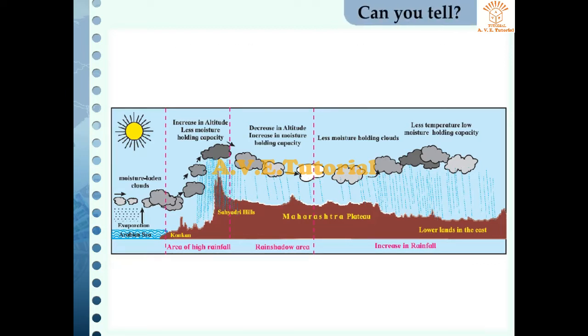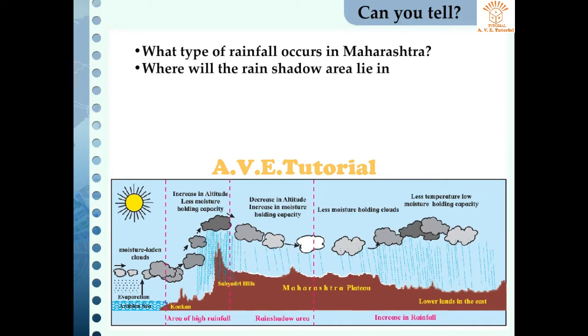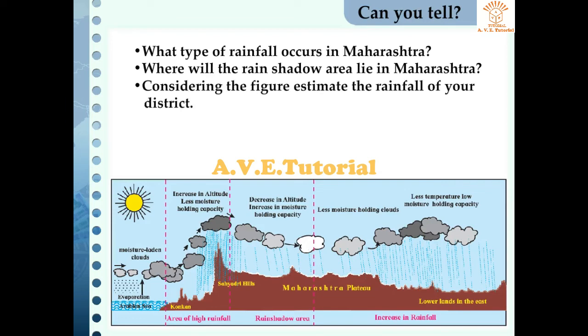Can you tell? Observe the horizontal profile of Maharashtra and answer the following questions. What type of rainfall occurs in Maharashtra? Where will the rain shadow area lie in Maharashtra? Considering the figure, estimate the rainfall of your district.